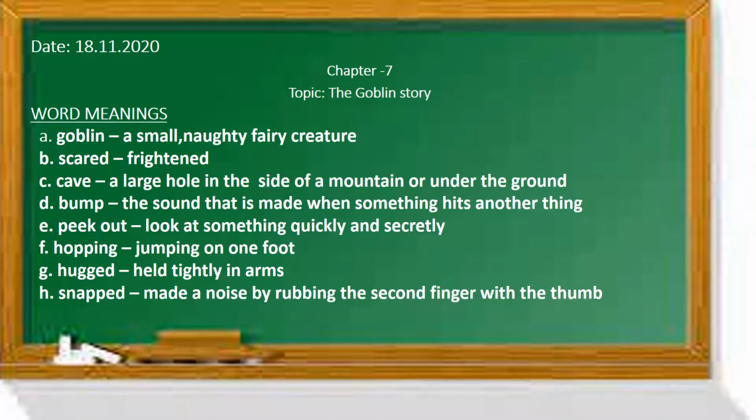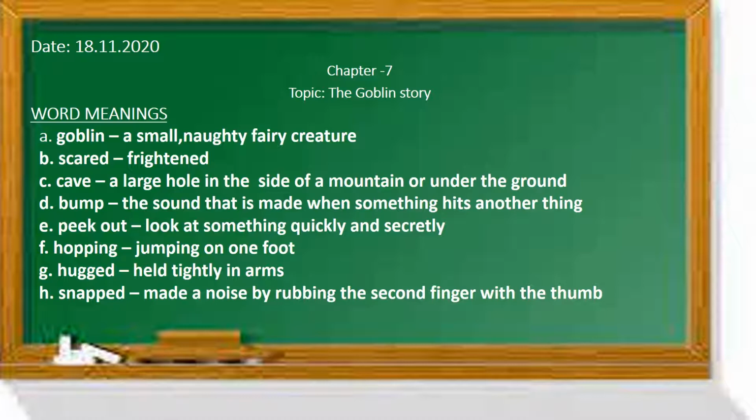So children, let's do the word meaning. Write today's date in your copy. Write chapter number, chapter name, the goblin story, word meaning. Here, A is goblin, means a small naughty fairy creature. B, scared. Scared means frightened. Next is cave. A large hole in the side of a mountain or under the ground.